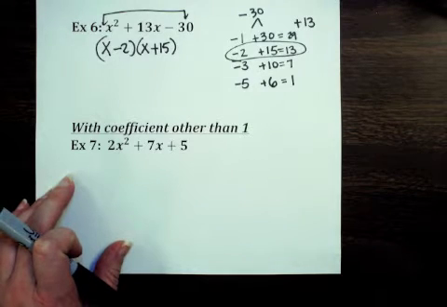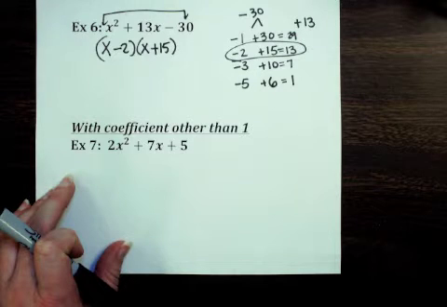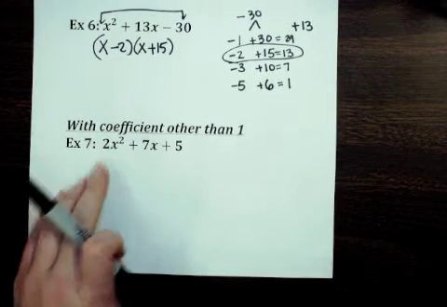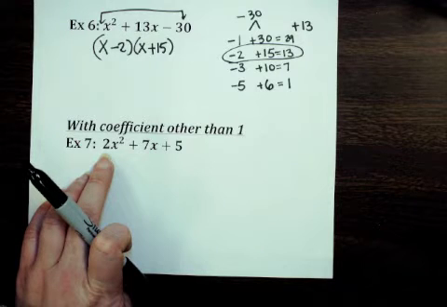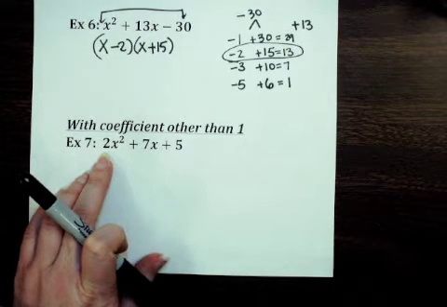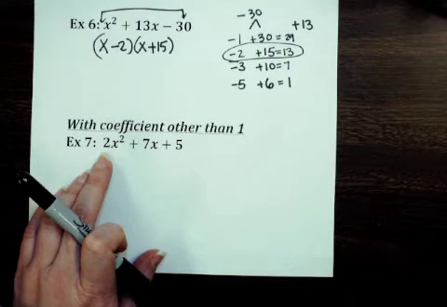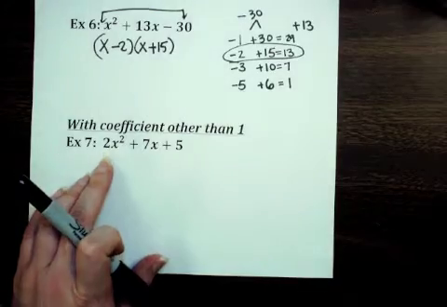Okay, example 7, and I've got a whole lot of examples to do with you, so hopefully you'll get the hang of it. What if the coefficient is not 1? In this case, my coefficient is a 2. Well, here's a new way that you may or may not have been taught, and it's a pretty common way we teach it around at Bolton, so pay attention, please.